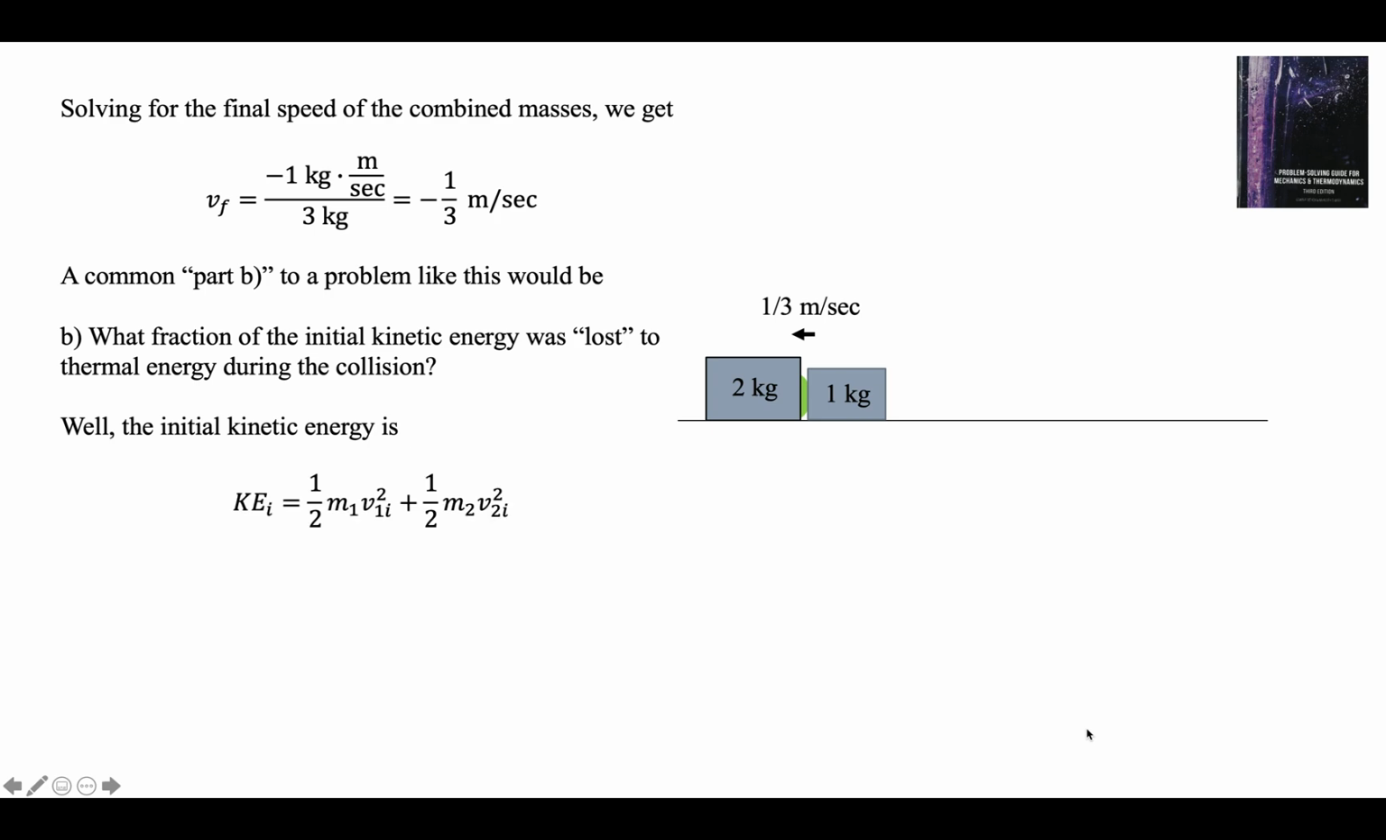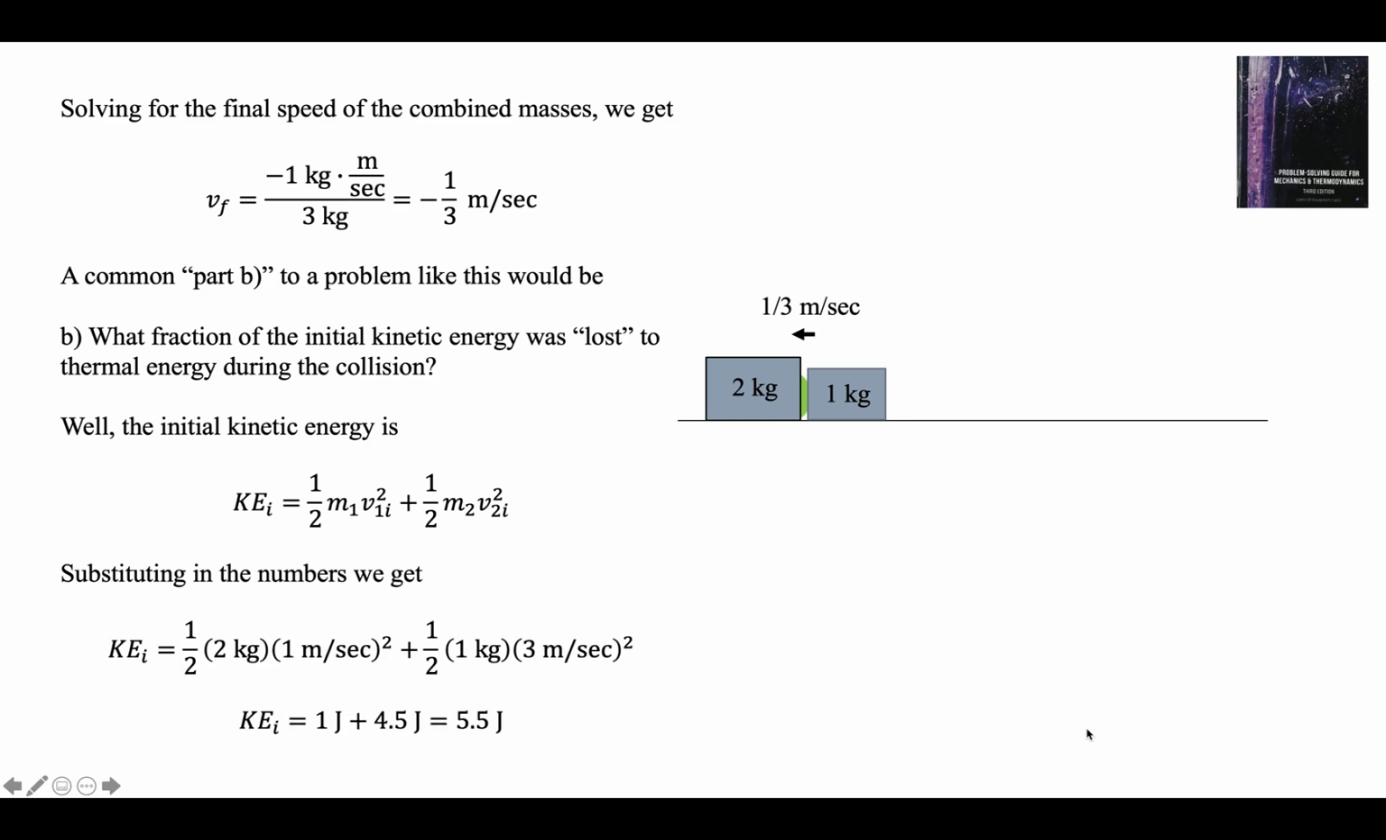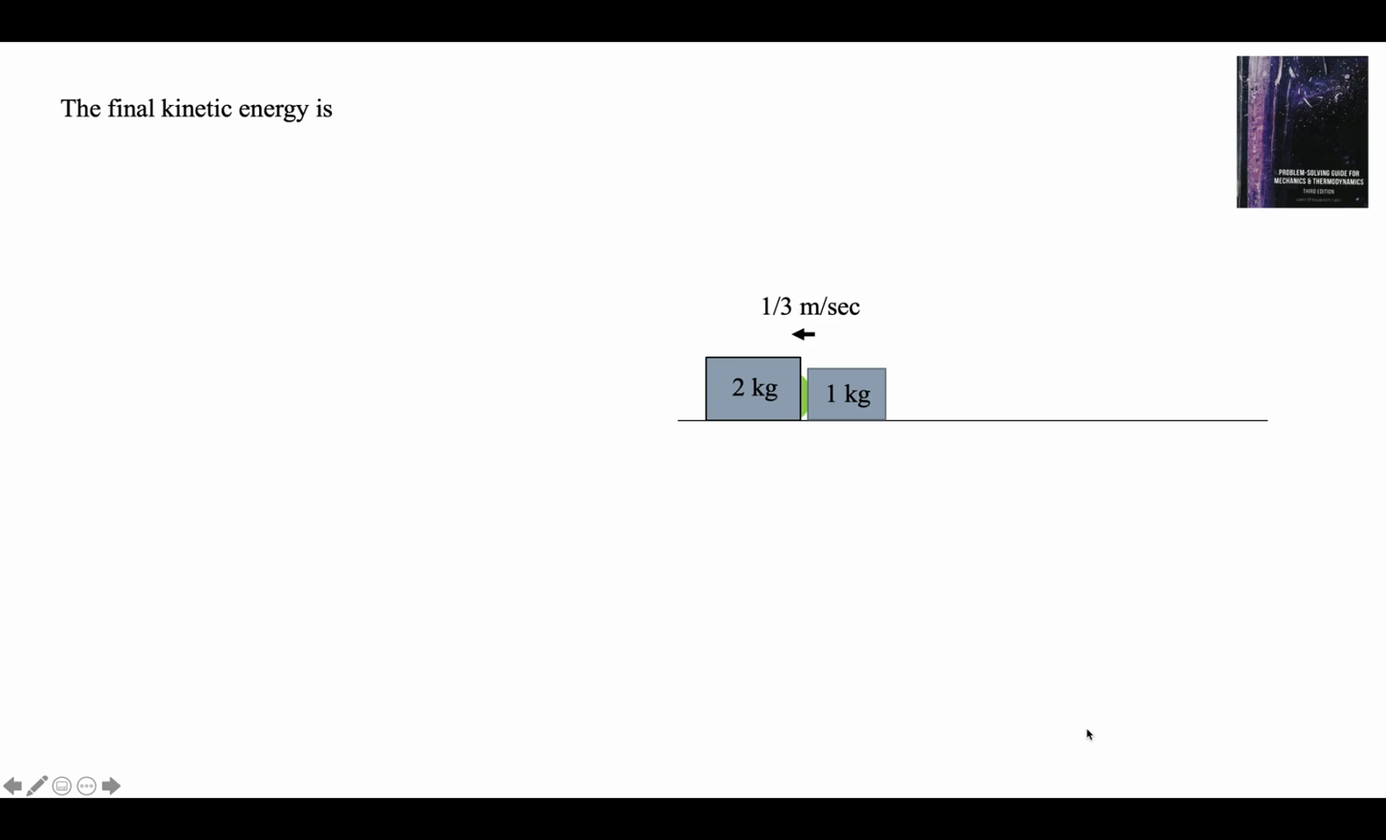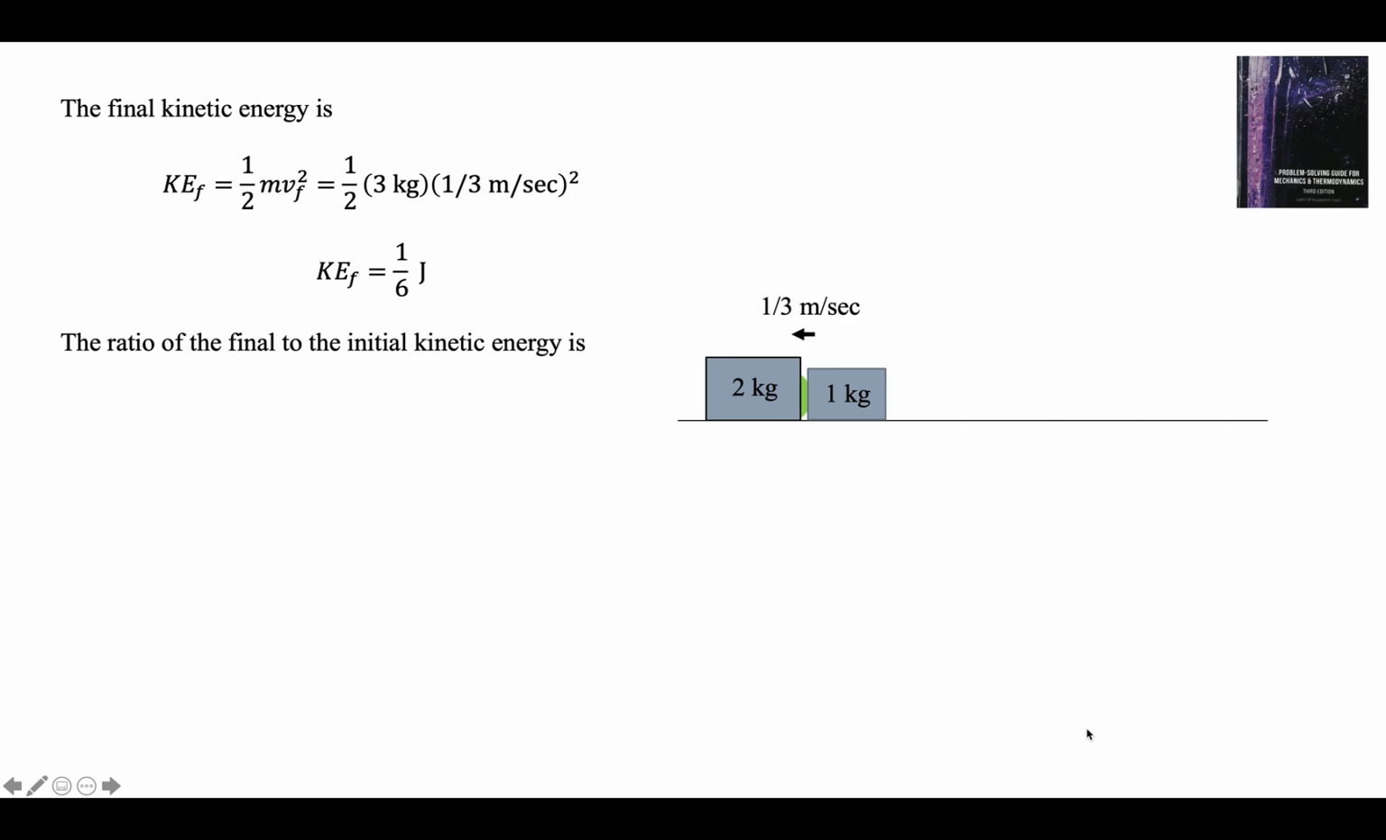Well, the initial kinetic energy is that. We can plug in the numbers: 2 kilograms, 1 kilogram, 1 meter per second, 3 meters per second squared, and we get 5 joules. So before the collision, there's 5 joules of kinetic energy. After the collision, 1/2 times 3 kilograms times (1/3 meter per second) squared, that's 1/6 of a joule. So we started off with 5 joules, we ended up with 1/6 of a joule.